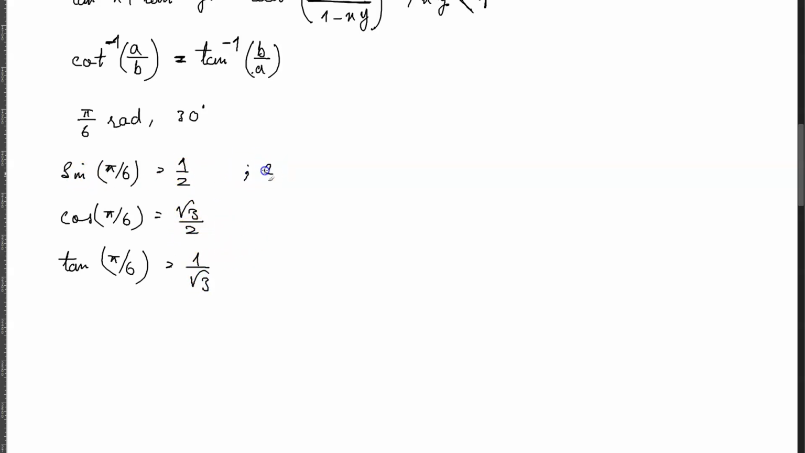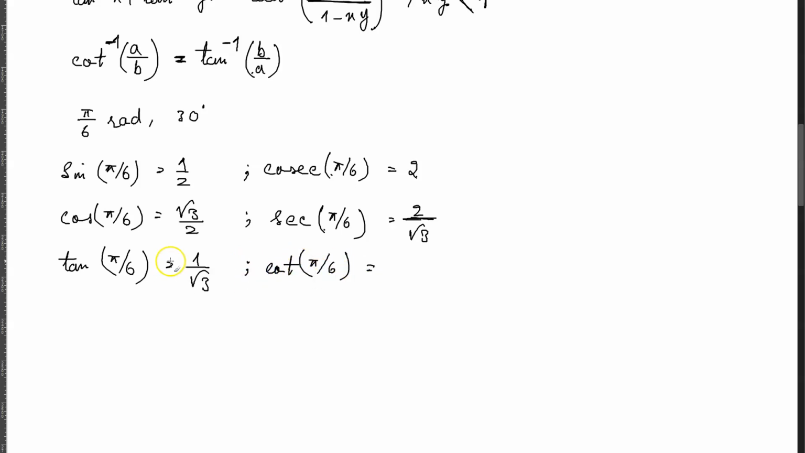You know that the cosecant of pi by 6 is 1 over sine of pi by 6, which is equal to 2. You know that the secant of pi by 6 is 1 over cos of pi by 6, which is 2 over square root of 3. And you know that the cot of pi by 6 is equal to the reciprocal of tan, which is equal to square root of 3, right?